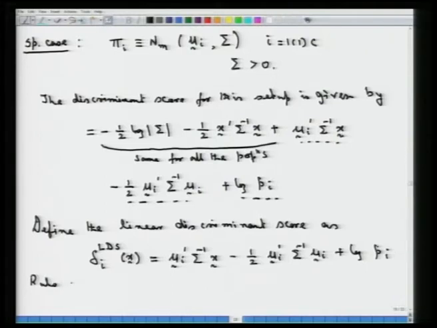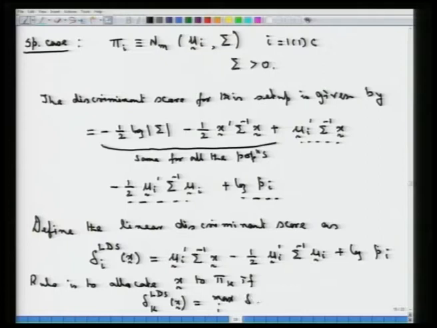And hence, we have the following discriminant classification rule. The rule is to allocate x to pi k if we have delta k linear score with respect to x to be the maximum over all I of the delta I linear discriminant score with respect to this x. So, this is the rule, which is basically a linear discriminant score based rule.